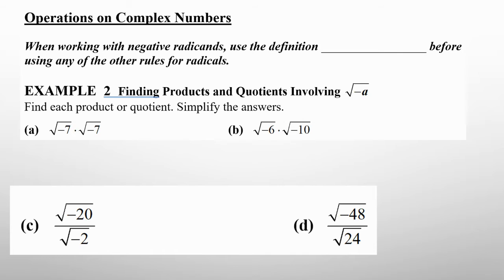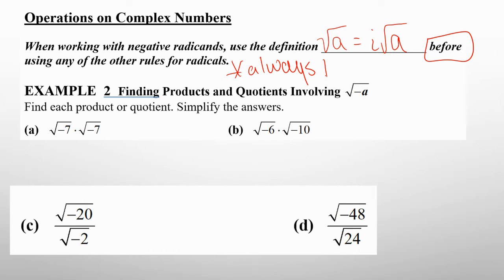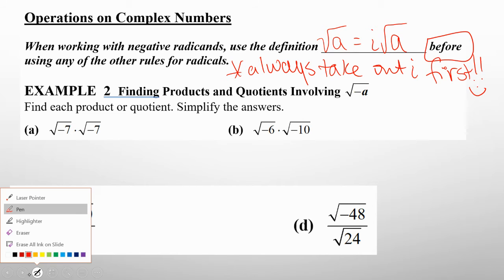When you're working with negative radicals, it says use the definition that we talked about above before you do any other operations or rules with radicals. So that means always take out i first. Otherwise, we'll get different answers.